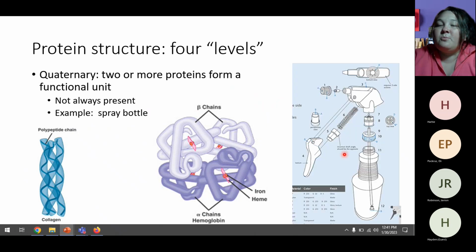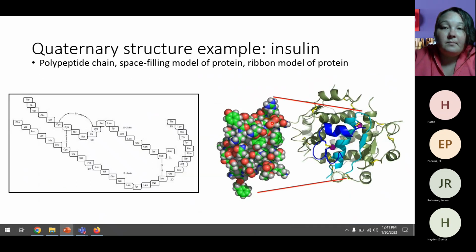So here's an example of a spray bottle. Spray bottles have all these parts, but none of the parts can actually function on their own. They are completed parts, but they can't function by themselves. They have to all work together. That's an example of quaternary structure. Individual proteins work together.